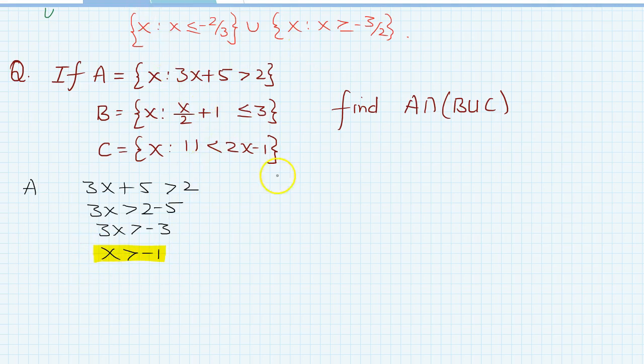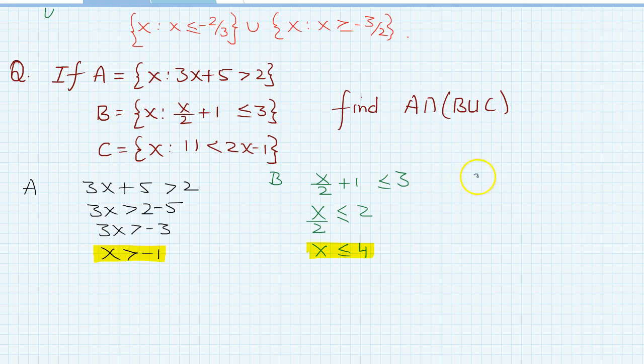Now let's try to find out what B is. So B is saying x over 2 plus 1 is less than or equal to 3. Multiply all sides by 2, or we can just write x over 2 is less than or equal to 3 minus 1, that is 2. So x is less than or equal to 4. This is the solution of the second inequality, that is B.